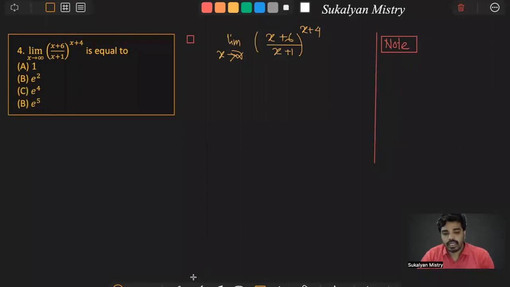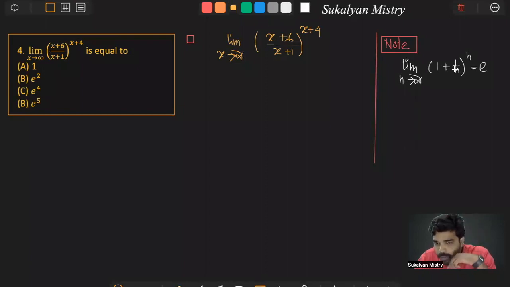We know that limit n tending to infinity (1 plus 1 by n) to the power n is equal to e. It is a very very important note. Limit n tending to infinity (1 plus 1 by n) to the power n. Follow this carefully. The 1 by n, that is the denominator, must be the same as the power, right?